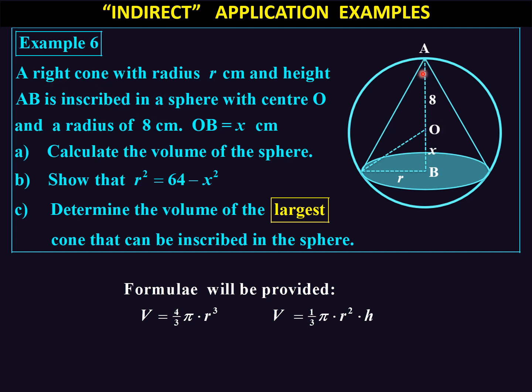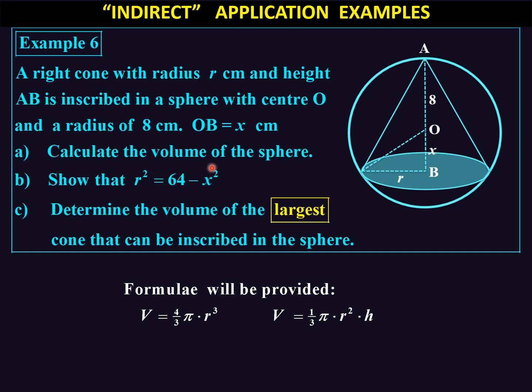In other words, from the apex right to the center of the base, that will be perpendicular. It won't be slanted. R is the radius. There we have the radius of the cone is R, and the height AB of the cone. There's the AB, the sphere with center O, and the radius of the sphere again is 8 centimeters. So there's 8 centimeters. You see another 8 centimeters. That's also another radius there. OB is X.